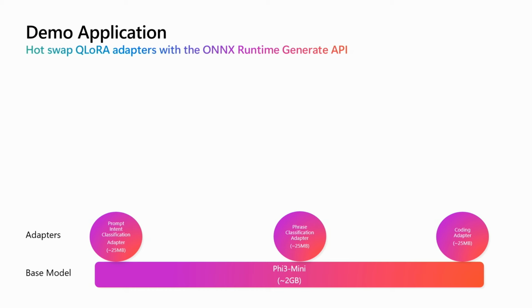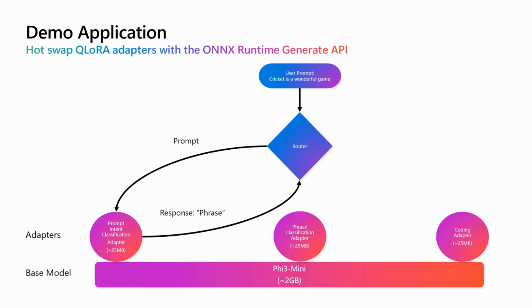We have the base model, right, which is Phi3 mini, and that's around 2 gigabytes. And we're fine-tuning these adapters, but they are teeny tiny in comparison to the base model. They're around 25 megabytes, right? So you can extend the skill set of Phi3 with these adapters without really pushing the memory footprint of the application.